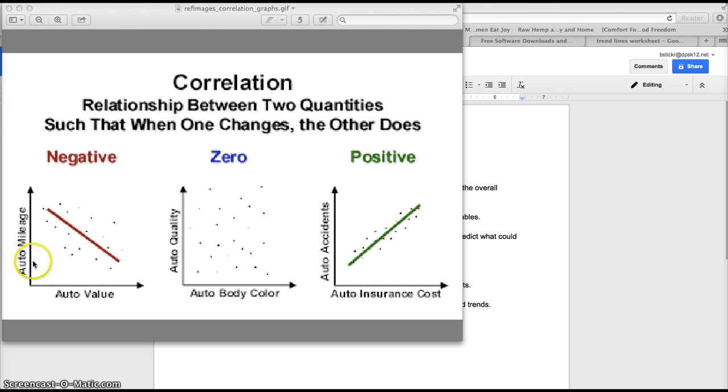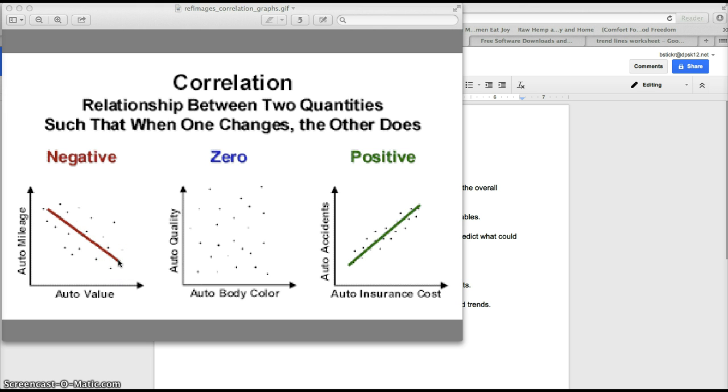So here they've calculated the amount of auto mileage versus the value of the auto. So the more miles you have on a car, the less it's worth because the more likely things are to go wrong with it. And so what they've found is that the lower the mileage, the more the value you have.